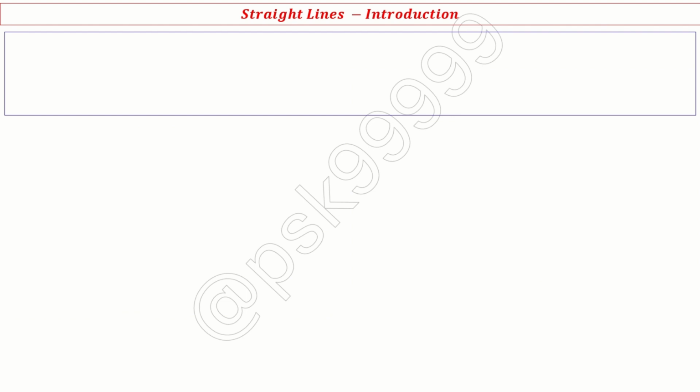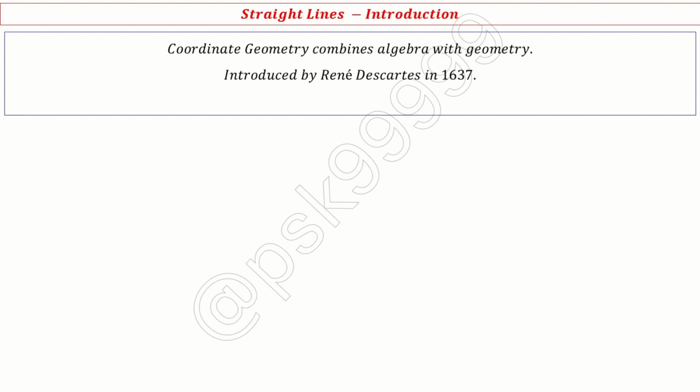First let's see the introduction and slope. Coordinate geometry combines algebra with geometry. This is the most important thing. Both algebra and geometry standalone do not solve many problems, but combined they solve a lot of problems. That is the success of algebra and geometry. This was introduced by René Descartes in 1637, and it involves analytical methods for studying geometric figures like lines and several more, which will come.